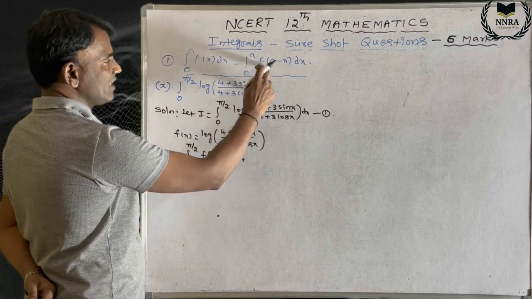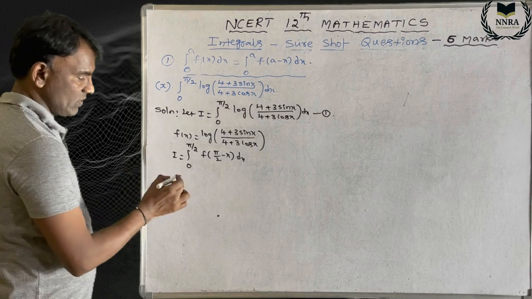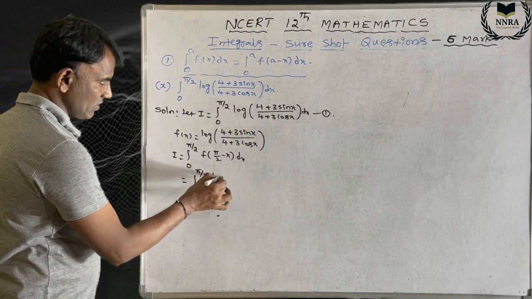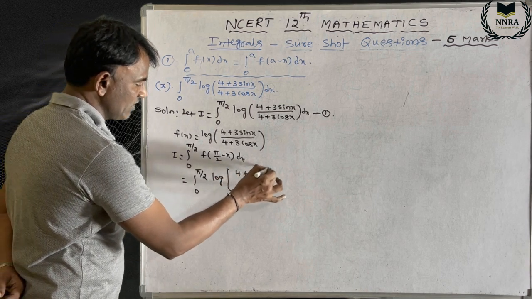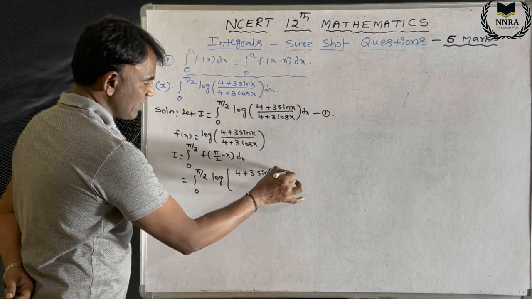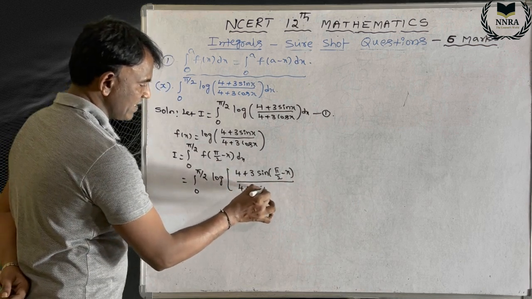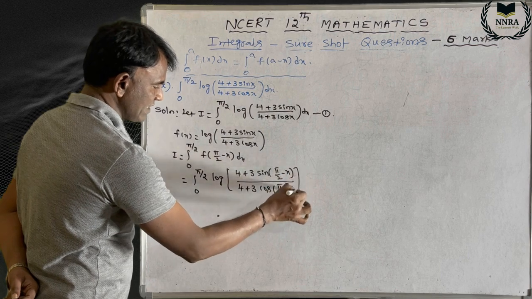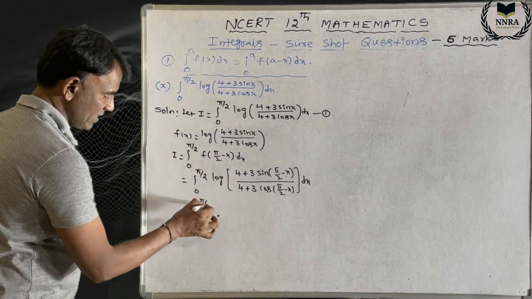Like integral 0 to a of f of a minus x dx, where a equals pi by 2. So how to write it? Integral 0 to pi by 2, log of 4 plus 3 into sin of pi by 2 minus x, and coming to the denominator, 4 plus 3 into cos of pi by 2 minus x, right? Then dx.